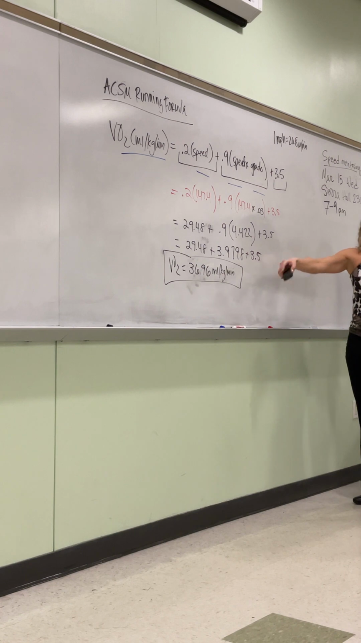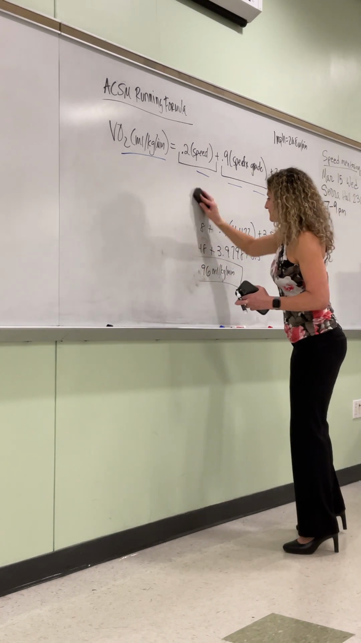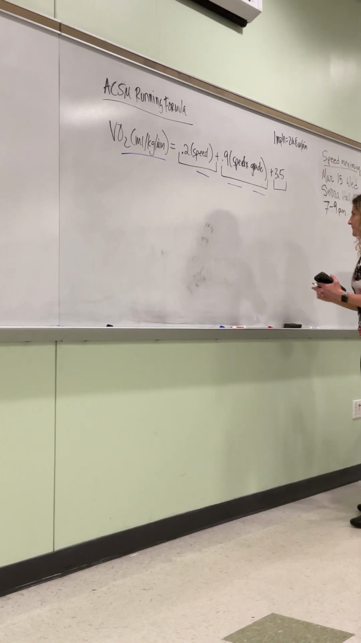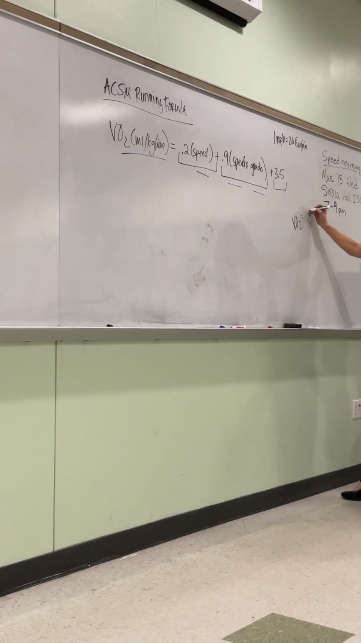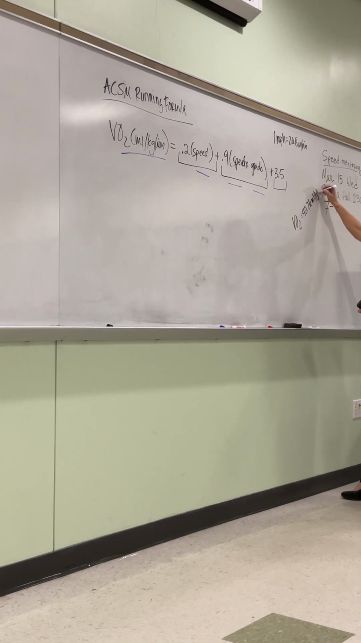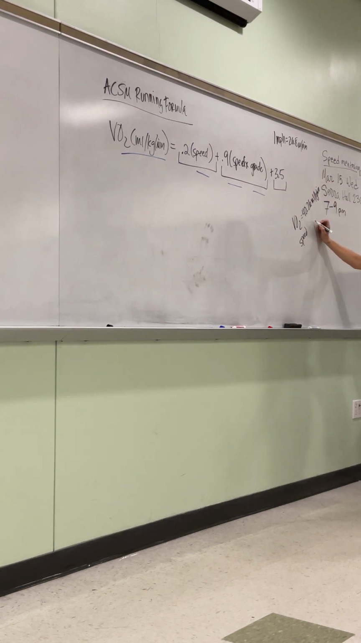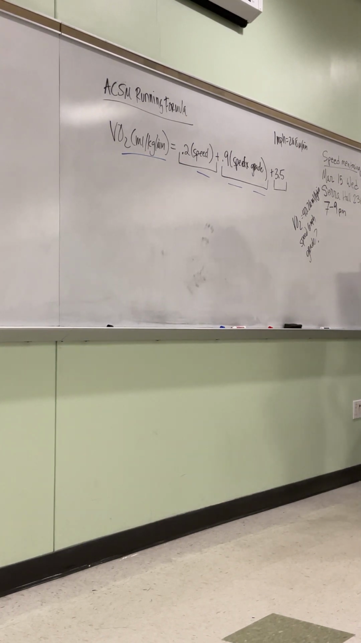Can I erase this? Okay, let's do a VO2 of, we're just in the high 30s, so let's do 40.26 mLs per kg per minute. Let's do a speed of 6 miles per hour. And I want you to calculate grade. Okay, if you want to go ahead and do it on your own, go for it. If you want to do it with me, I'm going to do it right now.